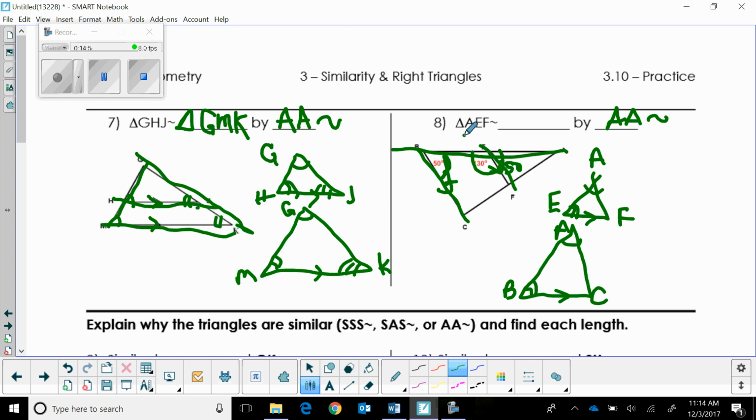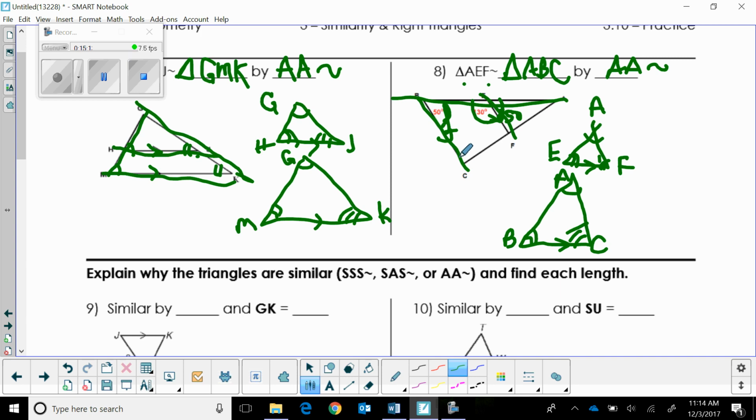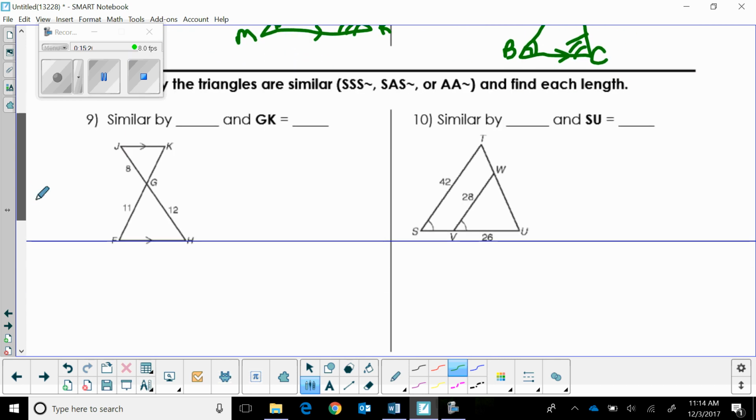Now let's name them. A, E, F, A to E to F would be A to B to C. And there are triangles that are similar. Now, if anybody wanted to use angle F and angle C, you can also use those because they're also going to be congruent, because we know that if lines are parallel, these are also corresponding angles. Okay, now we're going to name the statement why they're similar, but then we're going to find the missing part.